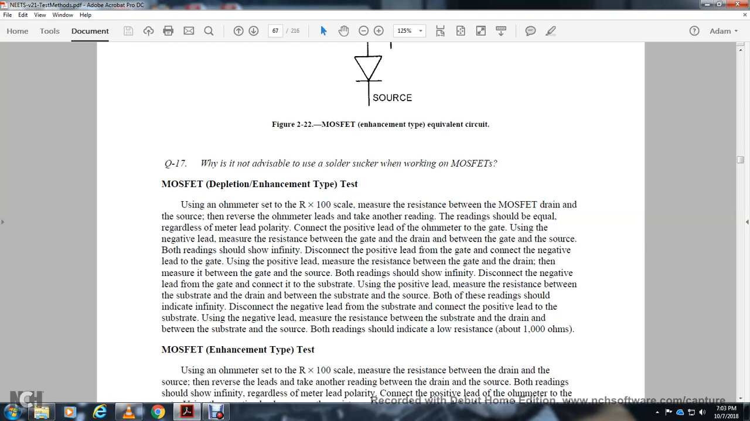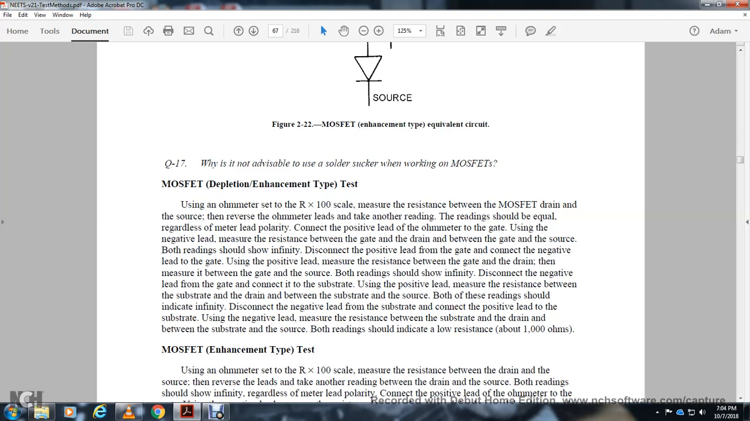Both readings show infinity. Disconnect the positive lead from the gate and connect the negative lead to the gate with the positive lead. Measure the resistance between the gate and the drain and between the gate and the source. Both readings should show infinity. Disconnect the leads, then connect the negative lead to the substrate with the positive lead. Measure the resistance between the substrate and the drain and between the substrate and the source.